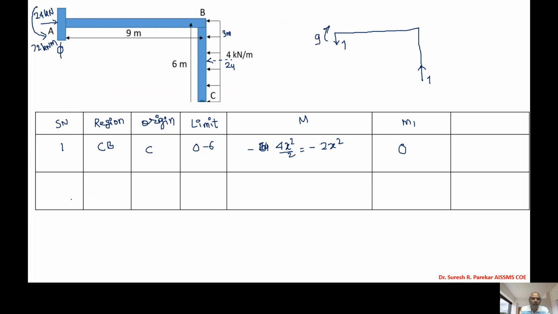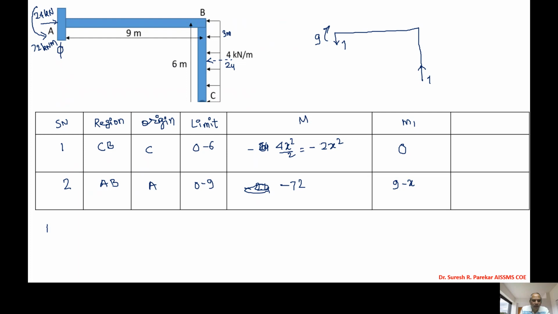Then we have the second region, that is AB. For AB, origin we have A, limit 0 to 9. Then we have minus 72, the moment we have to consider. Now M1 we will get as 9 minus x.